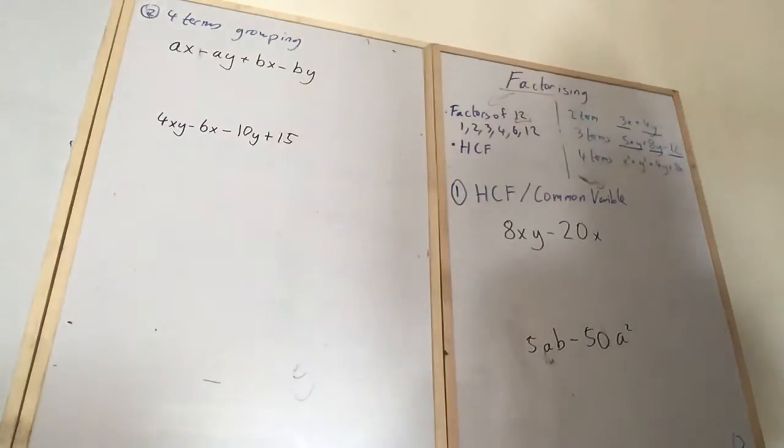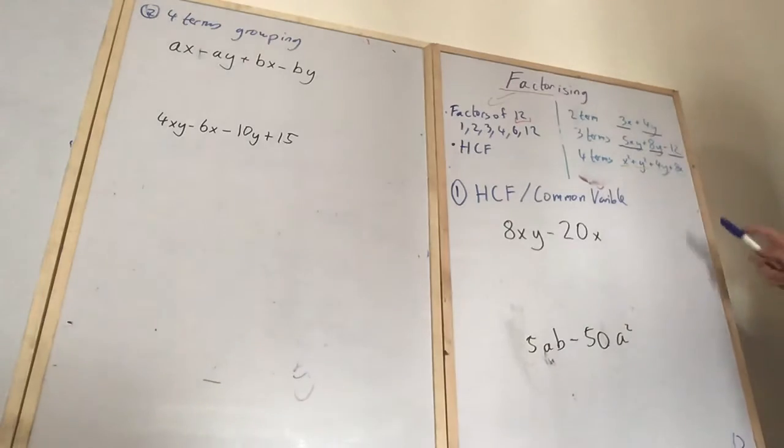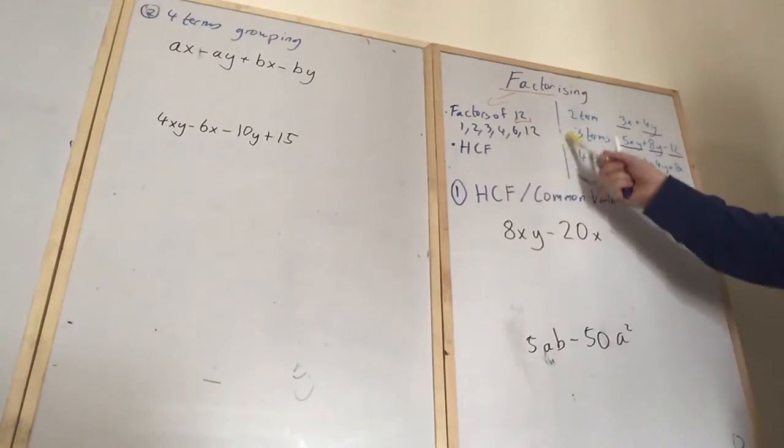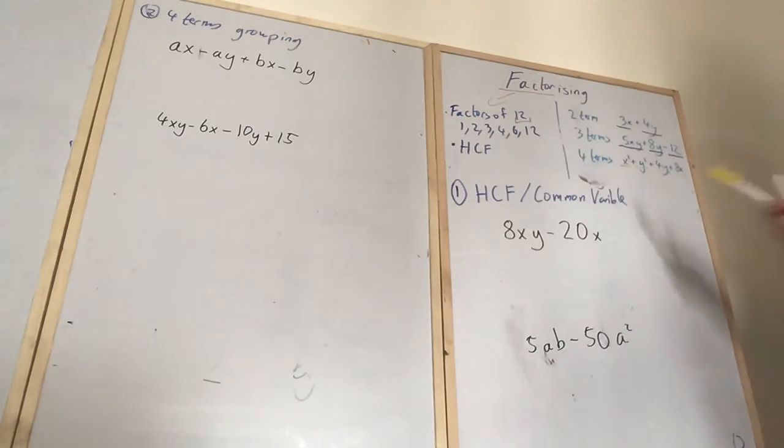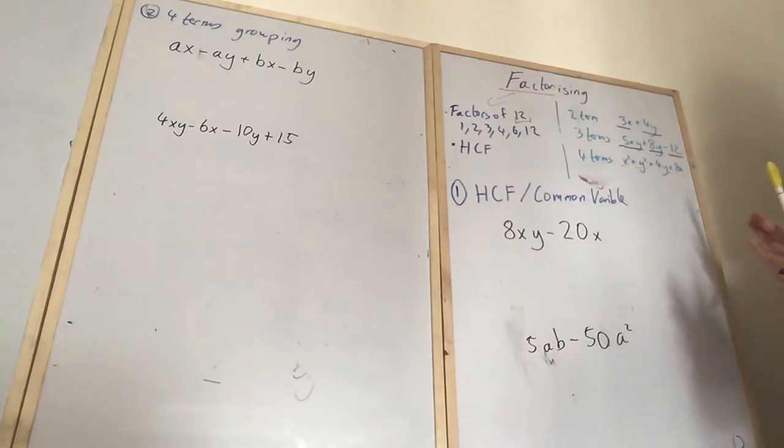So the foundation of all factorizing is to know how to get a HCF, which is the highest common factor, and a common variable. So if there's a letter that is common to both terms, that's what we'll be doing to factorize.